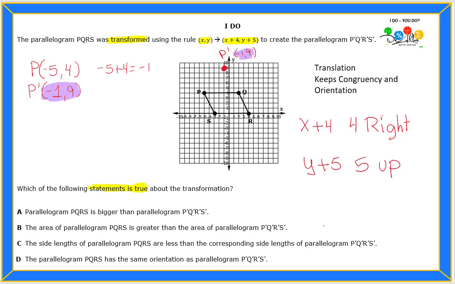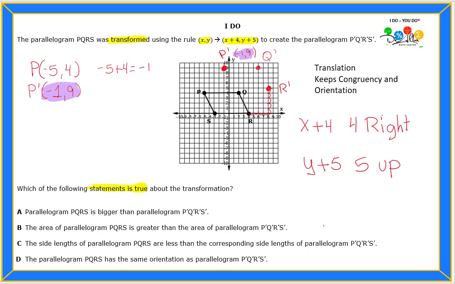So let's go ahead and take care of Q. I'm going to go 4 to the right. That's 1, 2, 3, 4, and 5 up. 1, 2, 3, 4, and 5. And this is Q prime, okay? Okay, so let's take care of R, right? R is going to go 4 to the right. So I'm going to go 1, 2, 3, and 4, and then 5 up, right? 1, 2, 3, 4, and 5. It's going to land right there.